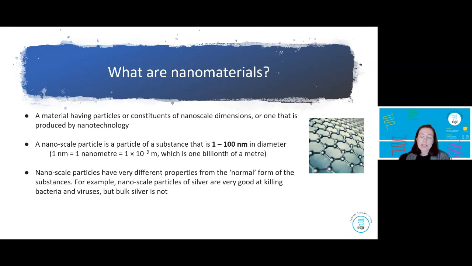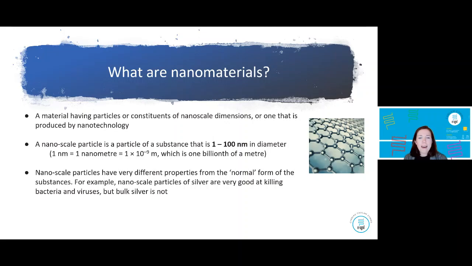What are nanomaterials? Well, a material having particles or constituents of nanoscale dimensions, or one that is produced by nanotechnology. Now, if a material has particles or constituents of nanoscale dimensions, what does this mean? Well, a nanoscale particle is a particle of a substance that is 1 to 100 nanometers in diameter. Okay, really important that you know that bit of information. 1 nanometer being 1 times 10 to the minus 9 meters, which is 1 billionth of a meter. So tiny, tiny, tiny. Okay, we can't see these nanoparticles.